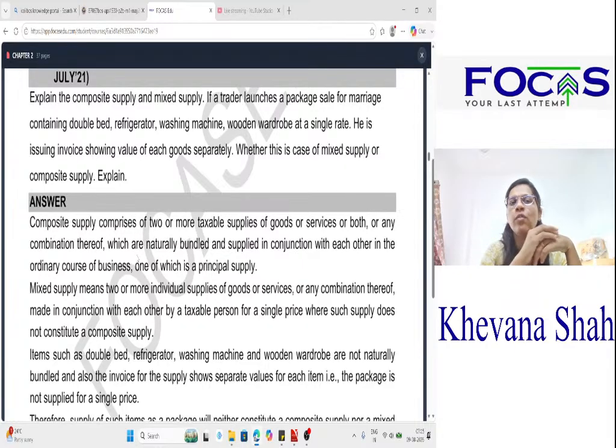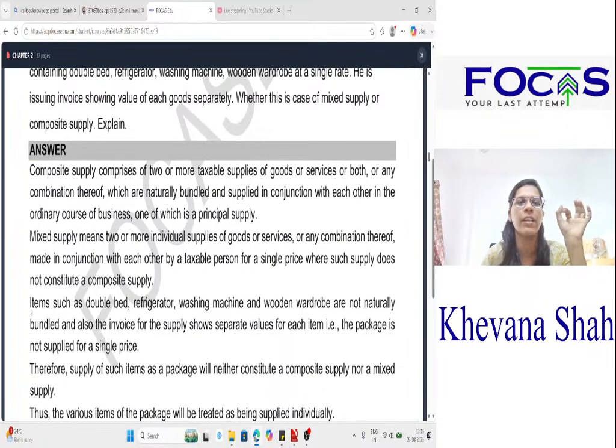Now next we shall tell what is a mixed supply. Mixed supply means two or more individual supplies of goods or services or any combination thereof made in conjunction with each other by a taxable person for a single price where such supply does not constitute a composite supply. So in order for a supply to be a mixed supply, one more thing you need to remember is that it should not be a composite supply, and that the supply is given for a single price.